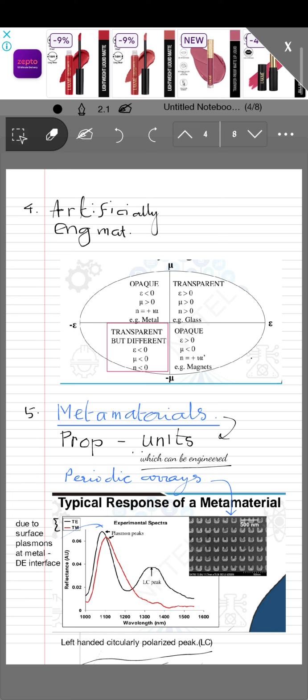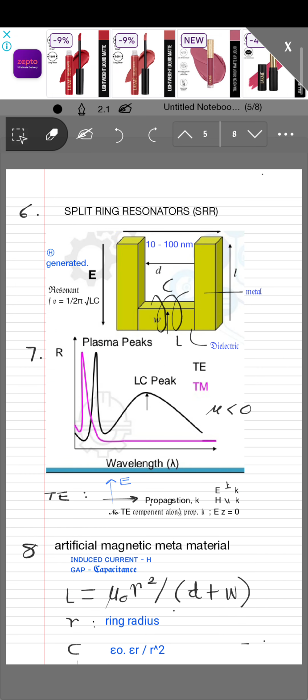This is mainly because for an LC circularly polarized field peak to be observed, the electric vector should be propagating along the propagation vector, and if it is not, then there will be no LC peak. Now, as we have seen, metamaterials, instead of atoms, have units.